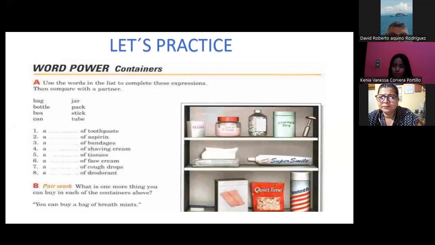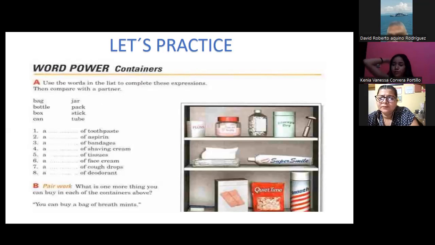Okay. Number 8. Vamos con número 8. ¿El desodorante? A bottle? Sí. Ok, puede ser un bottle. Stick. Ah, stick. Stick, all right. Ok, so that's good. No agregaron the bag, que en este caso es como un bolso o una bolsa, a bag. Puede ser para los tissues. A possibility too.